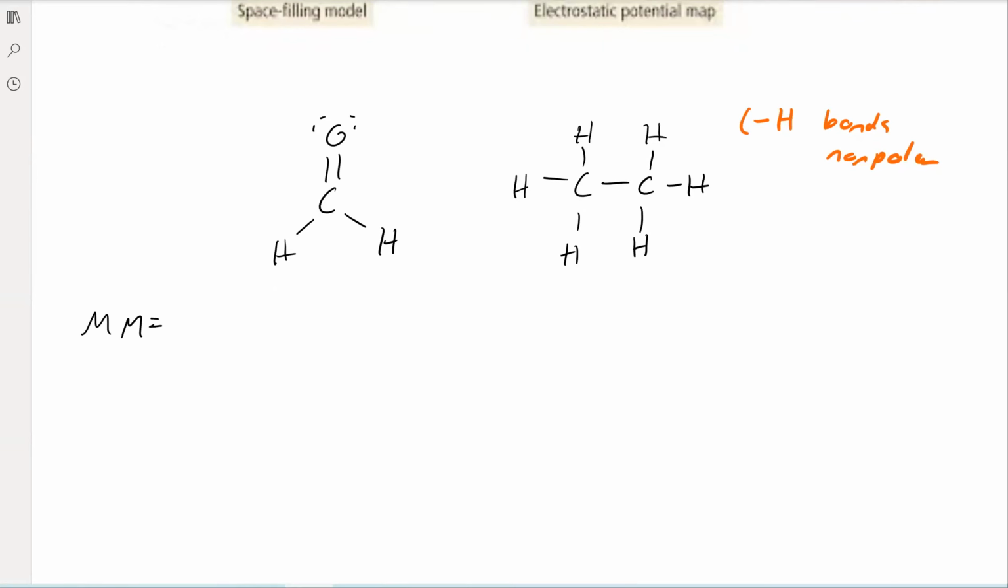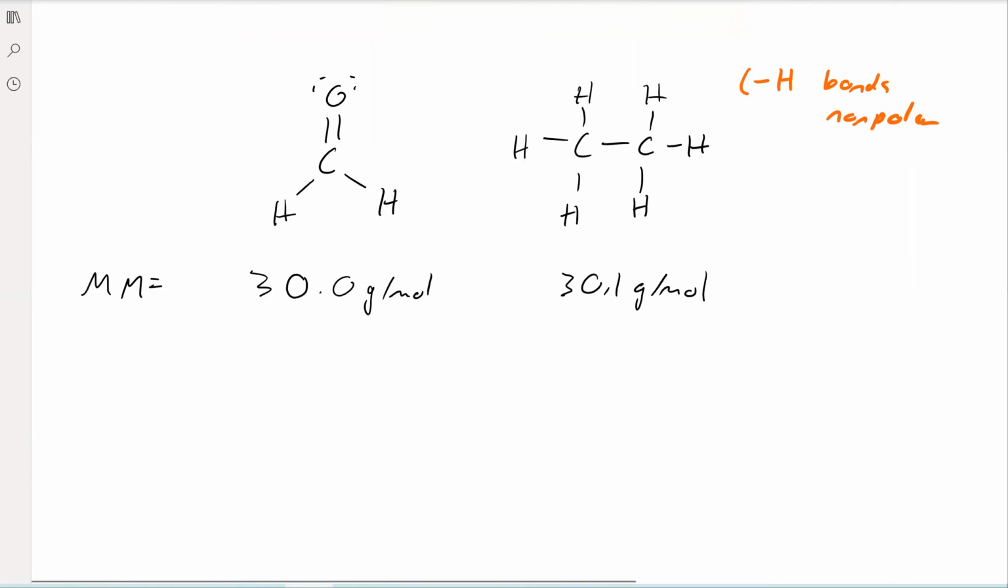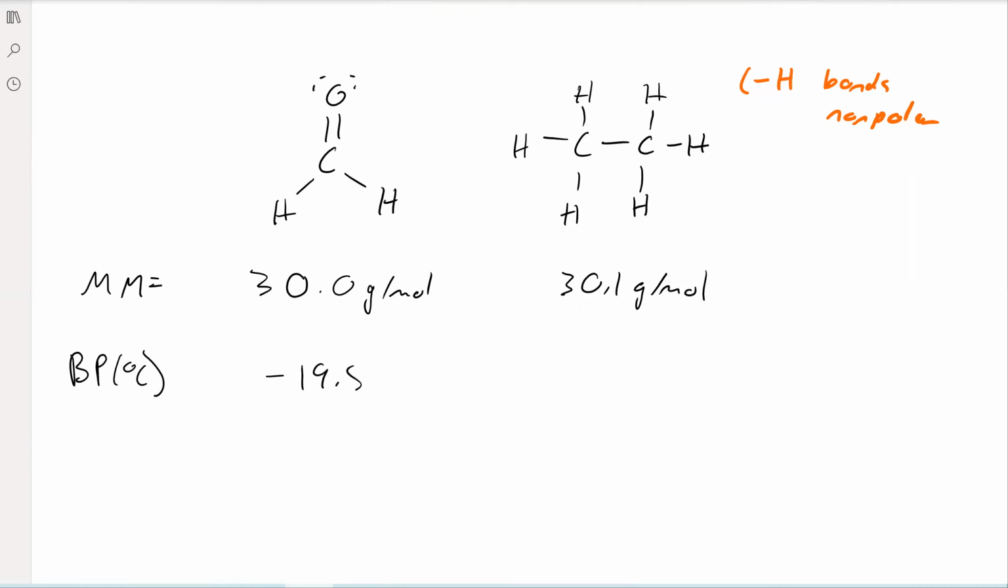If we take a look at the molar masses, they're approximately the same. So this one's 30.0 grams per mole, and this is 30.1 grams per mole. So any difference in the boiling point is not going to be due to a difference in the mass or the size or London dispersion forces. It's only going to be due to whether they have dipole-dipole forces or not. If we think about the boiling point in degrees Celsius, formaldehyde is negative 19.5, while ethane is negative 88. So we can see that formaldehyde, the molecule on the left that has the dipole-dipole forces, has a much higher boiling point. That's because these intermolecular forces are keeping the molecules together and preventing them from being turned into a gas.